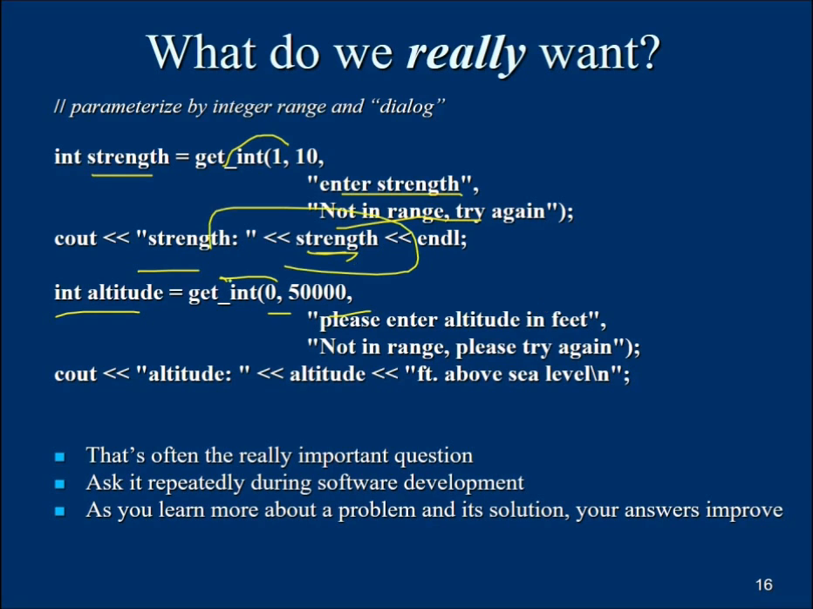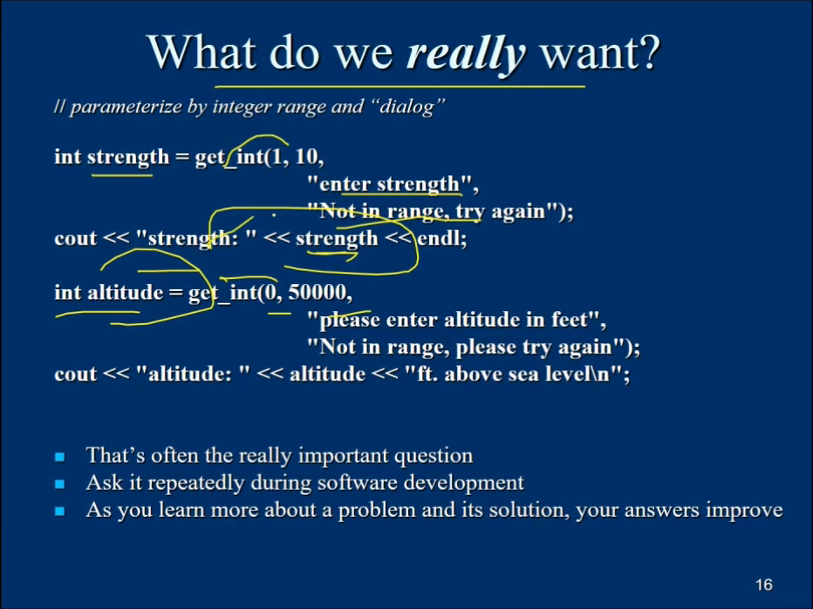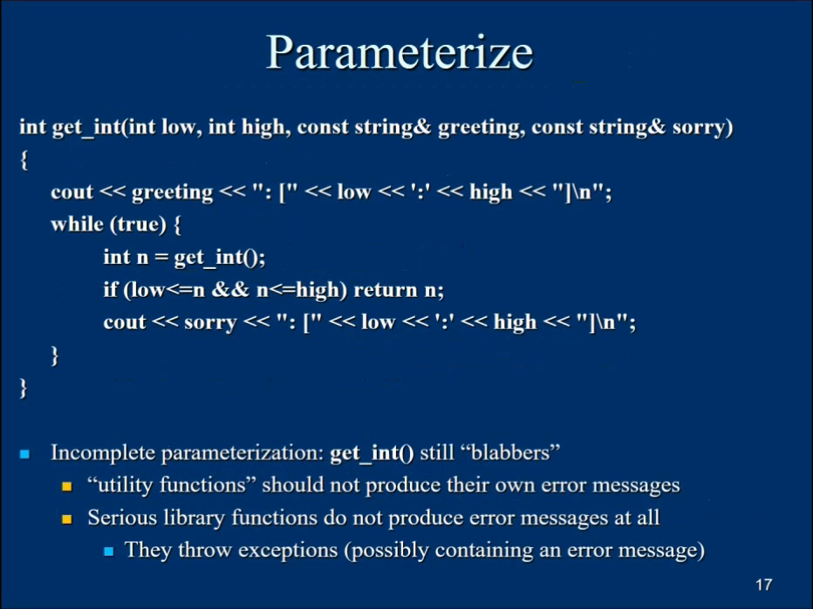See, this trend, this altitude, many things we can have, because what we have to decide is what we really want. Here we need just 1 to 10, here we need only 2 to 300, here we have gone to strength, here we have gone to altitude, some may go to height, some may go to weight. So that's often the really important question. Ask it repeatedly during your software development, and you learn about a problem and its solution, because solutions can be many. So that improves your answers.